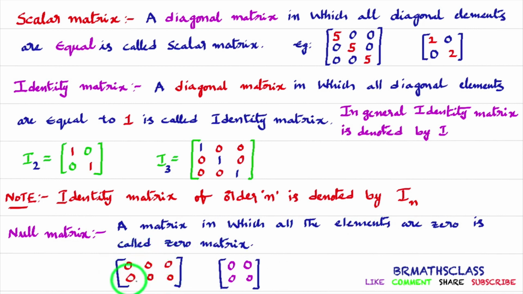You observe this matrix. In this matrix, all the elements are 0. Yes, these are the examples for zero matrix. Zero matrix is denoted by the letter O. It's not 0, it's the letter O. Generally, matrices are denoted by capital alphabets. So this is not 0, this is O. Zero matrix is denoted by O. In the next class, we will learn about upper triangular matrix and lower triangular matrix.